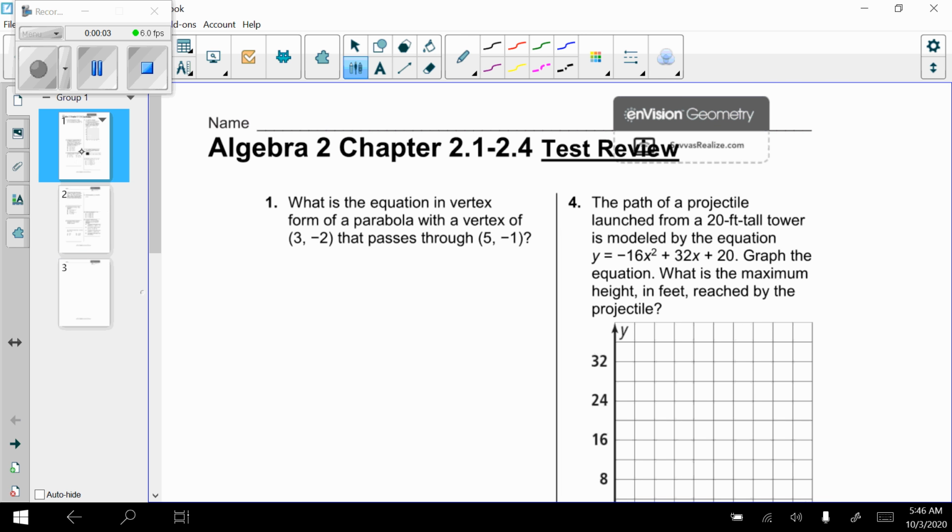Right, so today we're going to look at the chapter 2.1 to 2.4 test review. So number 1, it asks us, what is the equation in vertex form of a parabola with vertex (3, -2) that passes through the point (5, -1)?